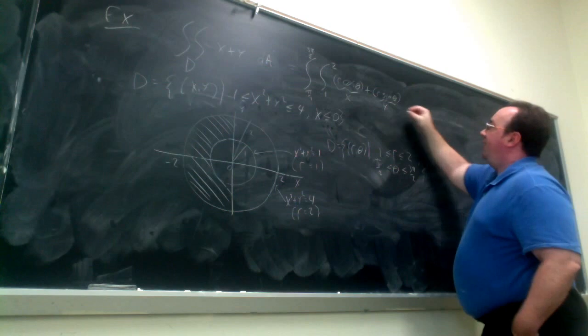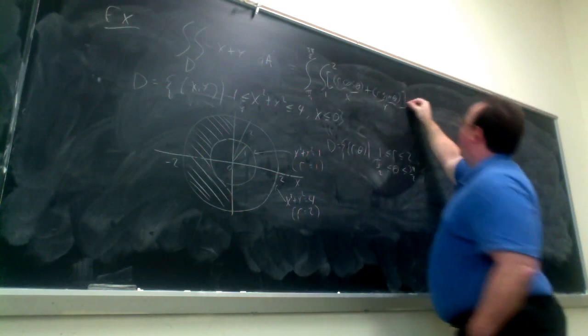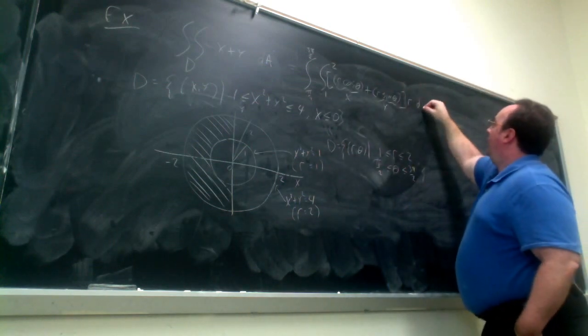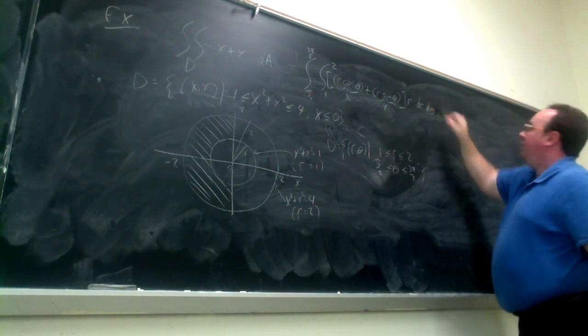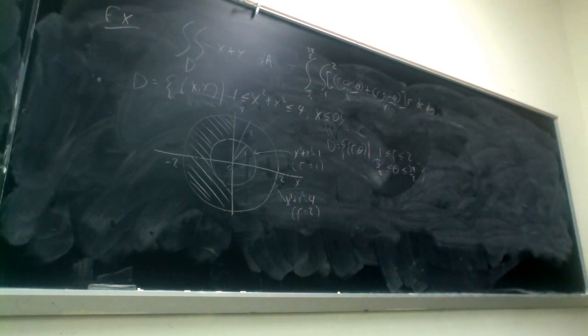And then don't forget the extra factor of r, then you have dr d theta. All right, so now the integral is at least set up. And in this case, it should be far easier to work with it in terms of polar coordinates than Cartesian coordinates. Are there any questions about just the setup? Okay.